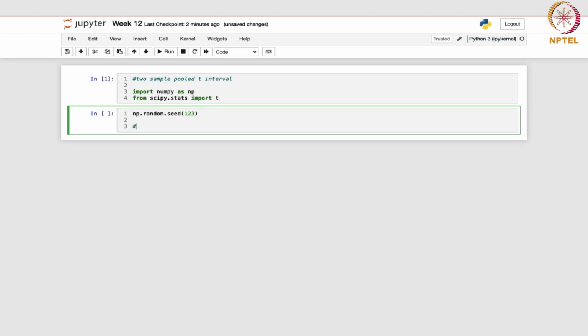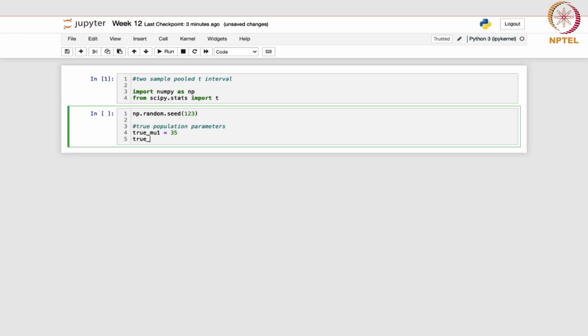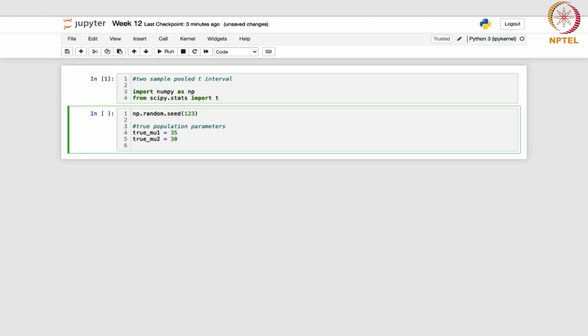So let us see what are the true population parameters. In this case, my true mu1 let it be 35, and true mu2 be 30. So mu1 and mu2 are given to us, and the common variance, that is true sigma squared, let us suppose it is 25. This is the common unknown variance.